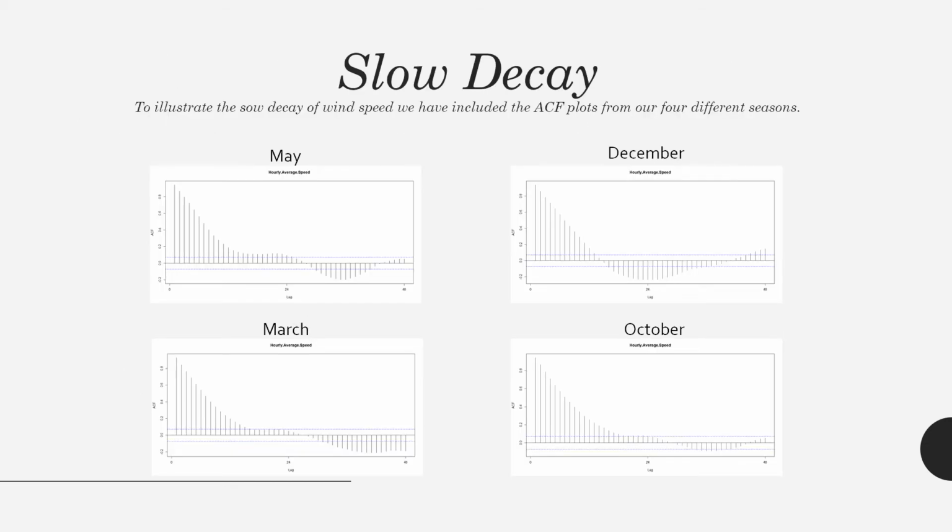To illustrate the slow decay of wind speed, we have included the ACF plots from our 4 different seasons. You can see that the decay is extremely slow.